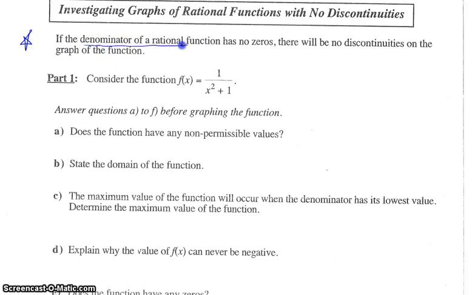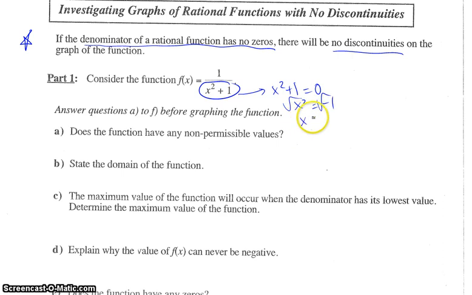If the denominator of the rational function has no zeros, then there's no discontinuity. So if there's no value of x that would cause that denominator to be 0, then there would be no discontinuity. So we can just check that out. If you let x squared plus 1 equals 0 and try to solve that, look at that. You try to square root a negative number and you're no longer in the real number system. So as a result, therefore, no discontinuities.